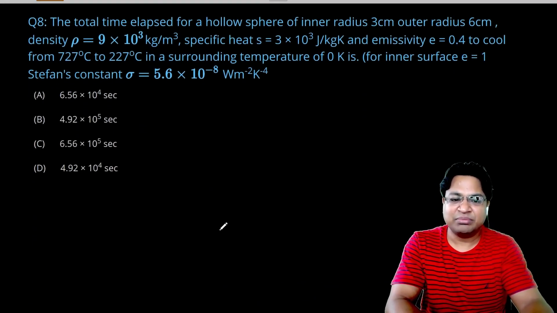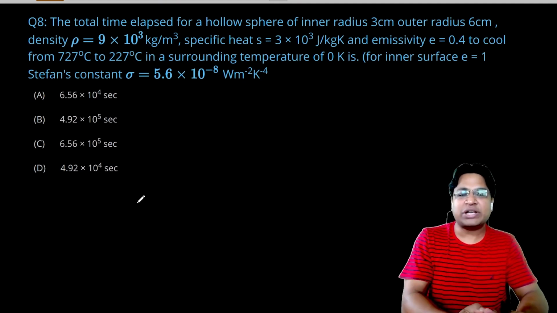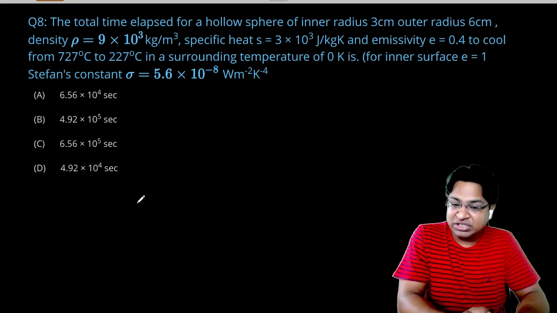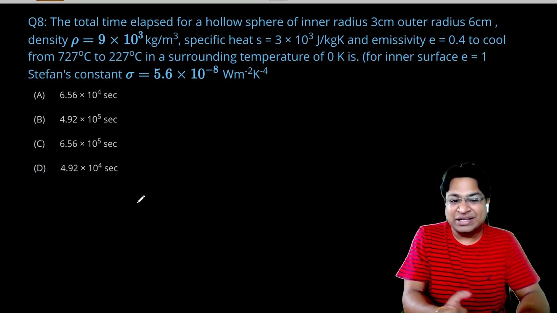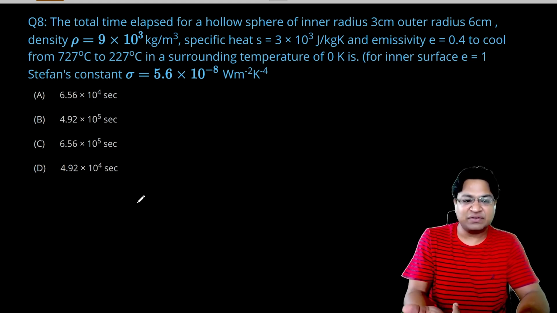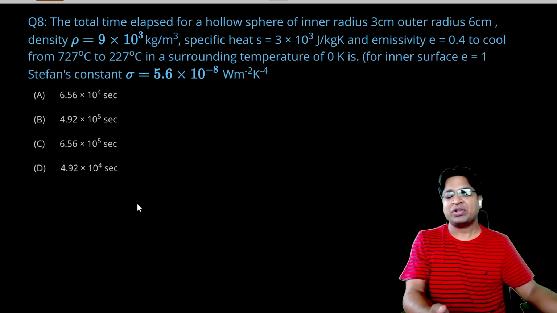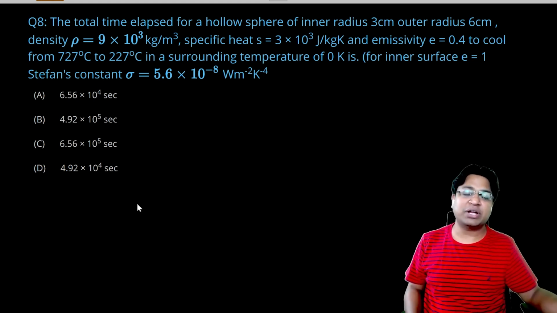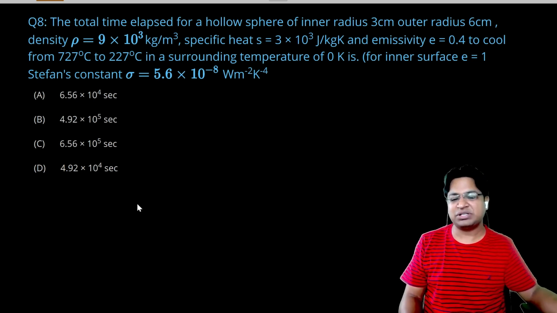Next, we go to question number 8. This question says to find the total time elapsed for a hollow sphere of inner radius 3 centimeter and outer radius 6 centimeter, with density, specific heat capacity and emissivity given, to cool from some temperature. So guys, I believe that this question is going to be calculation intensive. I see a lot of numbers in this question.